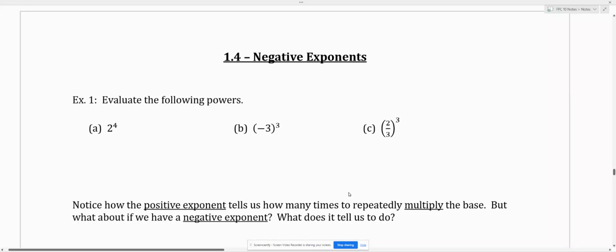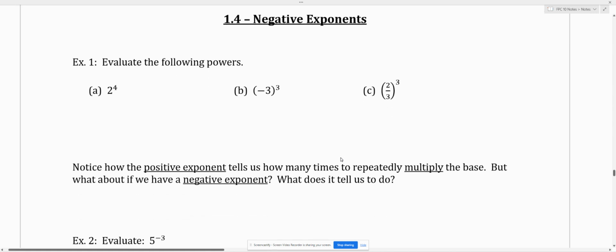We're going to do lesson 1.4 here, all about negative exponents. This might be completely new. Your Math 9 teacher may have shown it to you, but either way, we're going to go from scratch with this. So we're going to begin with just evaluating some powers just to really see what's going on here to help understand the negative exponent.